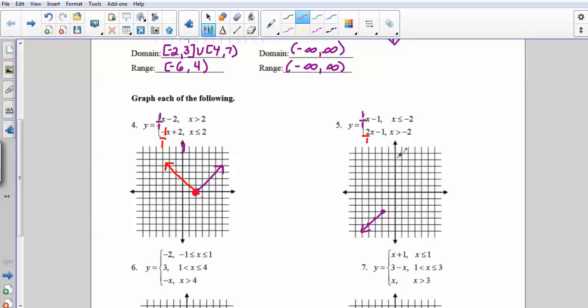Start at negative 1 right here and do a slope of 2. Up 2 over 1, up 2 over 1, and back here as well. And I only want this function for when x is greater than negative 2. So I'm going to put an open dot right here and then draw the line through my points.